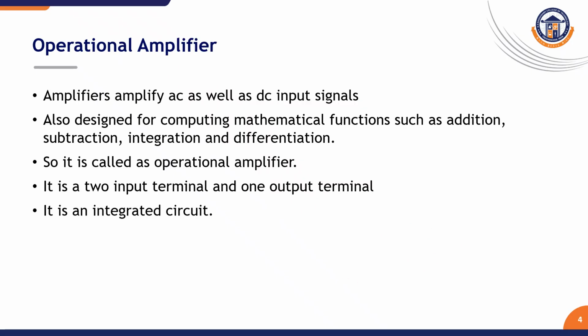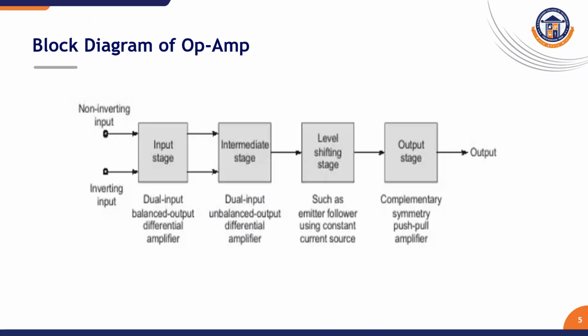Operational amplifiers. Amplifiers are normally used to amplify weak signals. The signals may be a DC signal or an AC signal. This amplifier is also designed for computing mathematical functions such as addition, subtraction, integration, and differentiation. As these amplifiers perform mathematical operations, they are also called operational amplifiers. Normally an operational amplifier has two input terminals and one output terminal. Operational amplifiers are normally available in integrated circuit form.